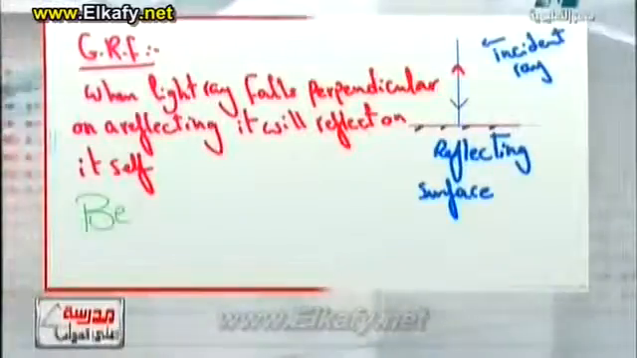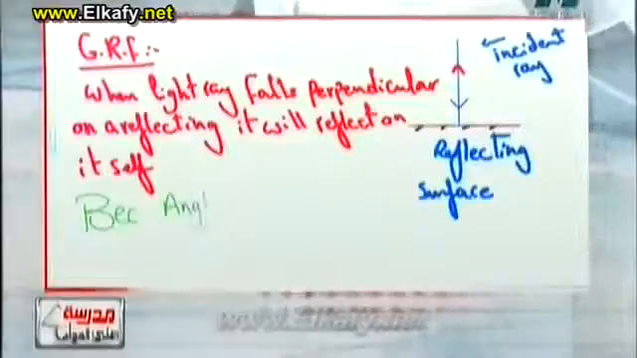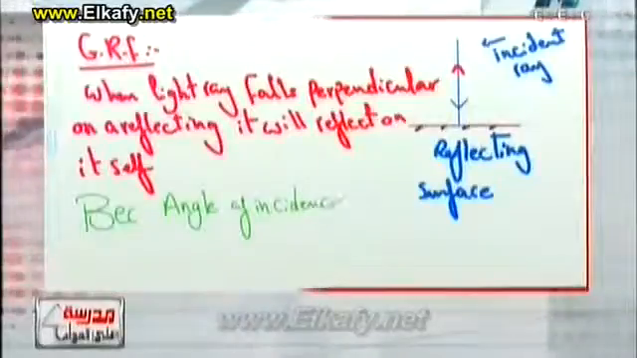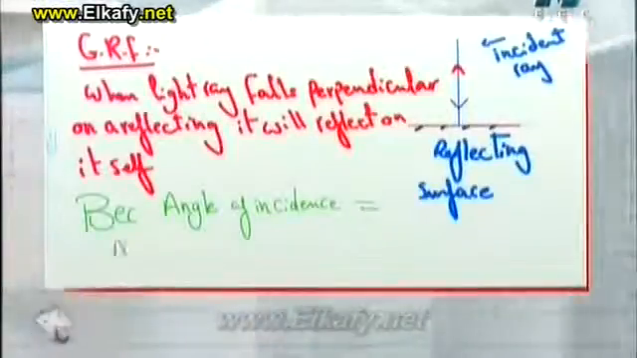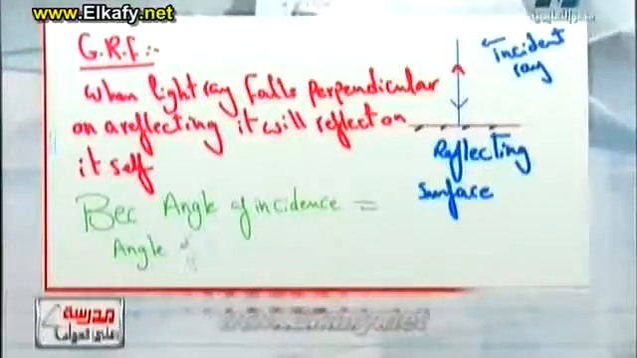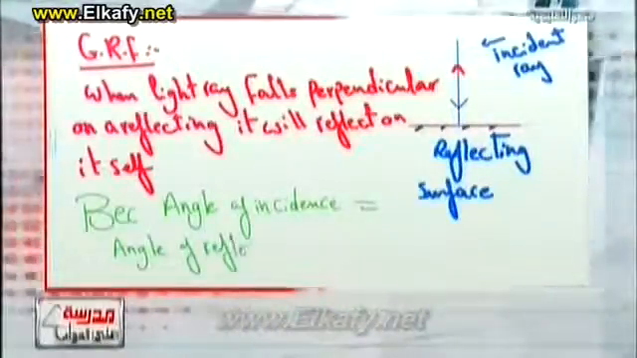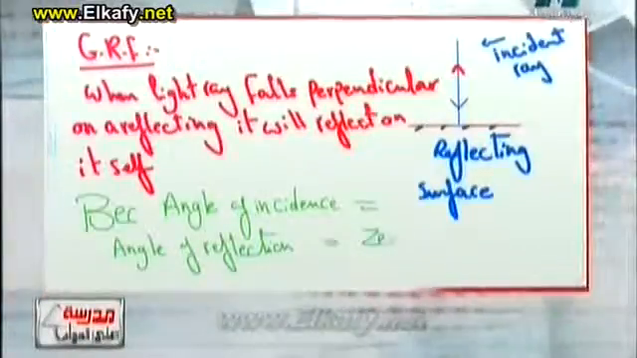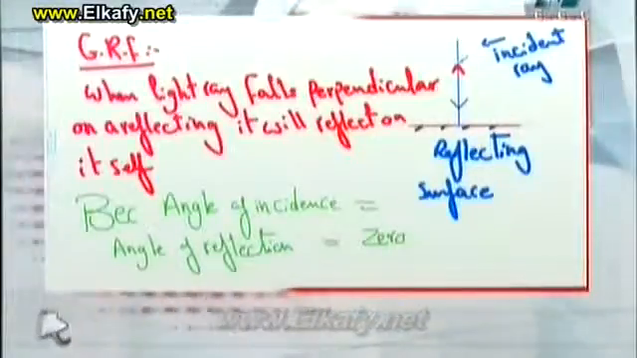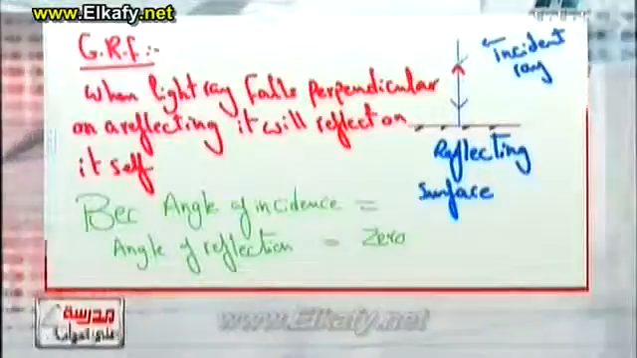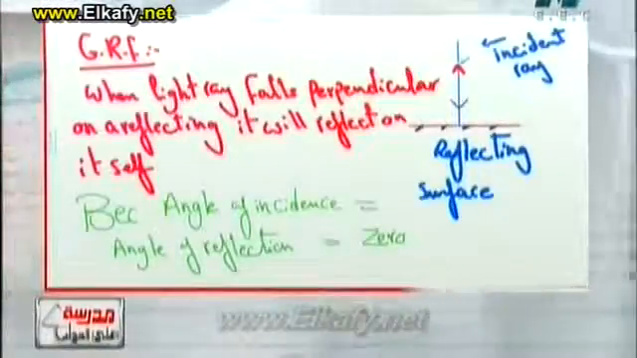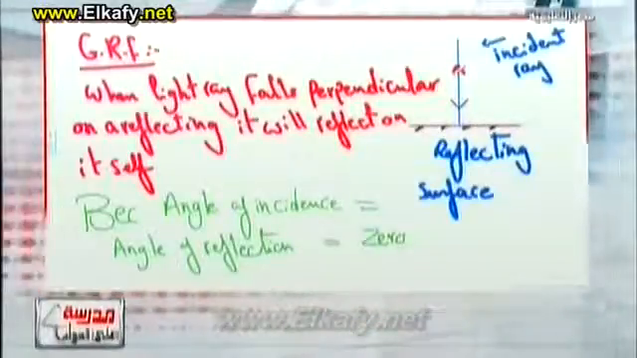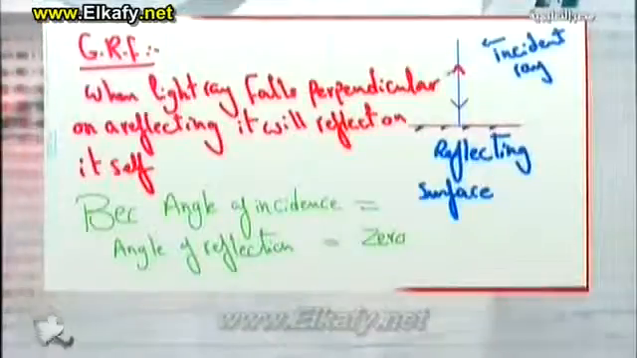Because the angle of incidence equals what? Equals the angle of reflection, equals 0. Because here the normal line, the incident ray, and the reflected ray are as one line. Because we know the angle of incidence is the angle between the incident ray and the normal line. The angle of reflection is the angle between the reflected ray and the normal line.